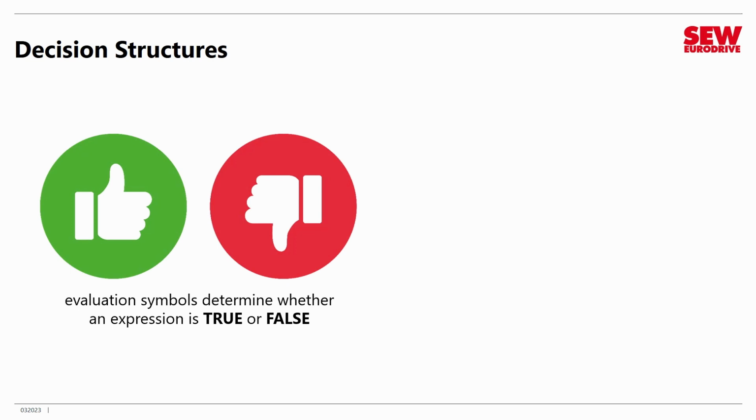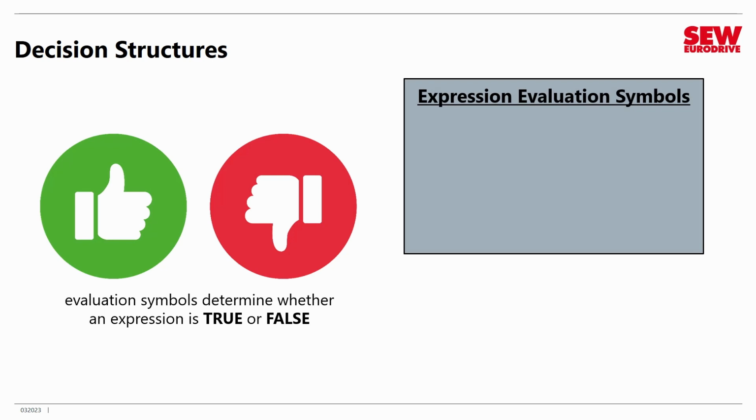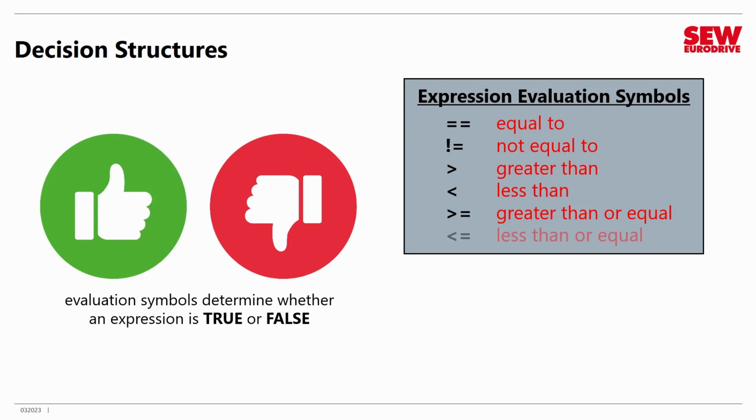So we're going to use a series of symbols. They're called evaluation symbols, and they determine whether an expression is true or false. And that will then determine what kind of decision we make. These are the expression evaluation symbols. Equal to, notice it's a double equal, not just 1, but 2, and there are no spaces between them. Not equal, which is an exclamation point and an equal sign, again, no space. Greater than, less than, greater than or equal to, less than or equal to.